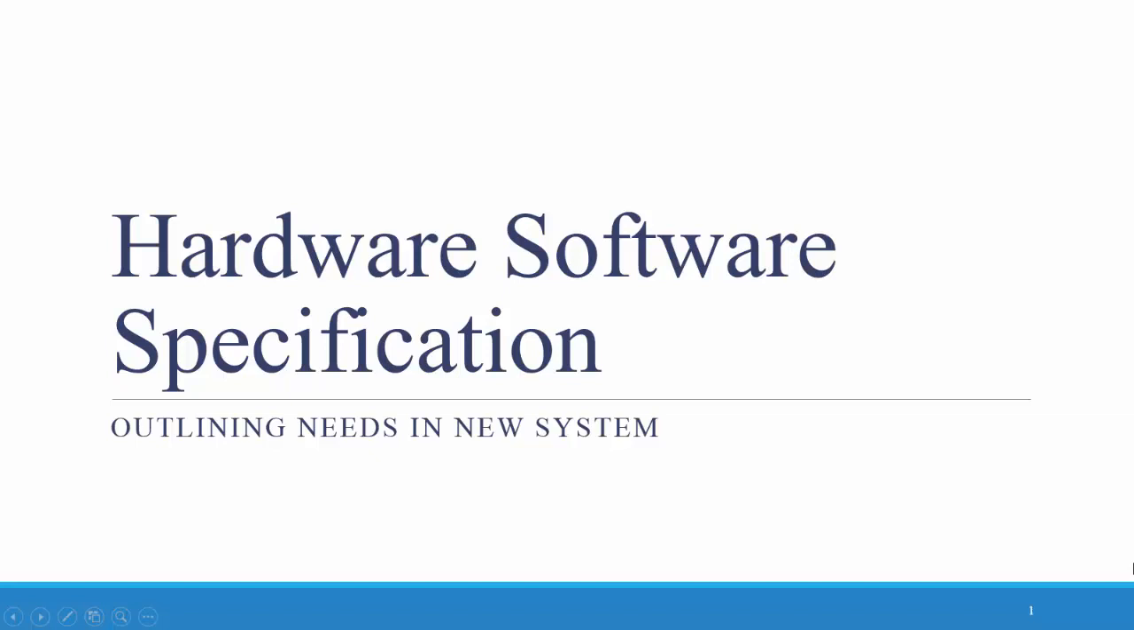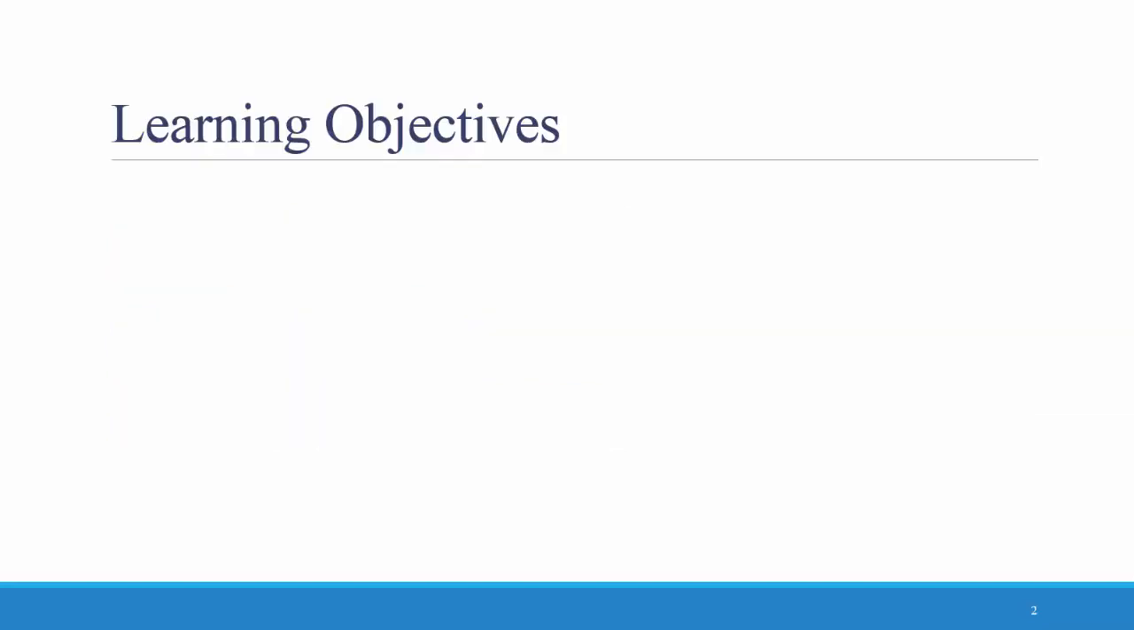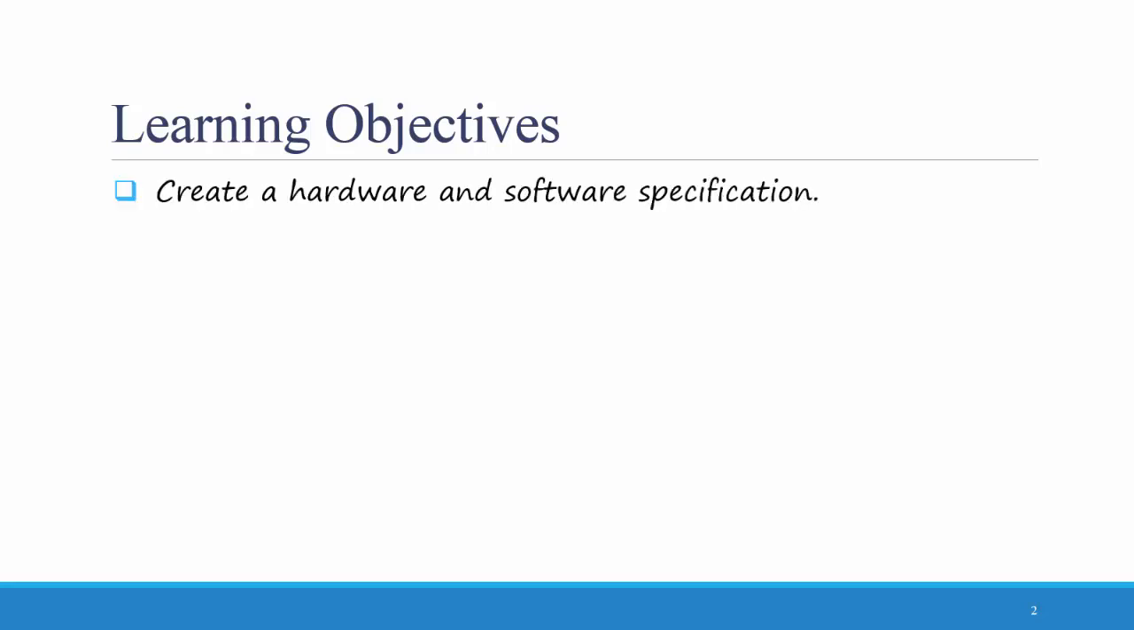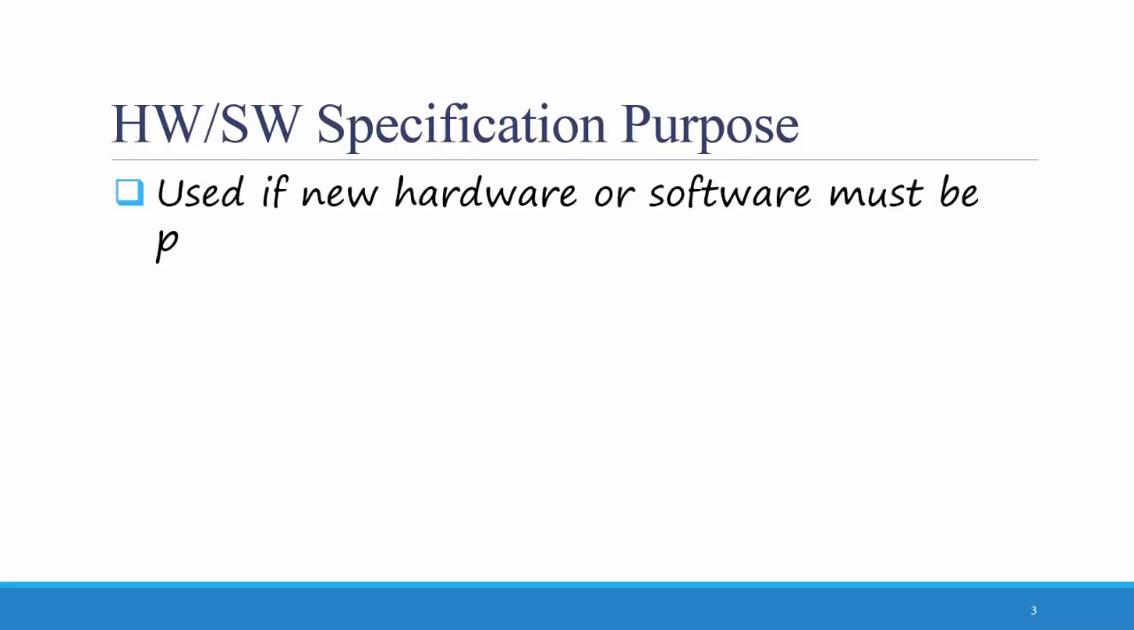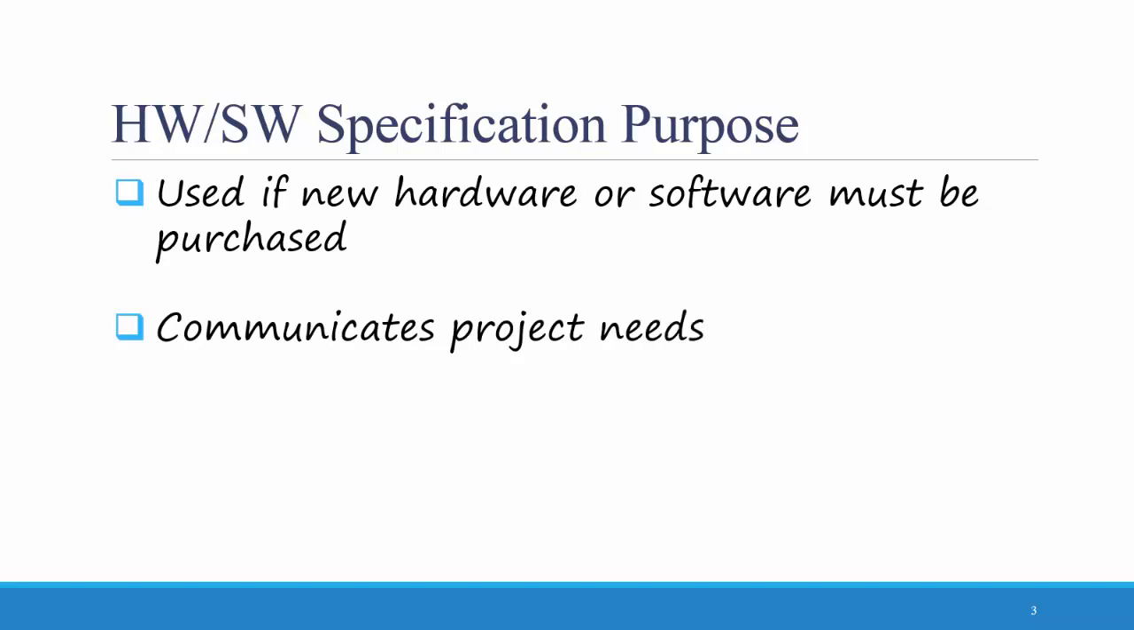Hello everyone. This quick video discusses the Hardware Software Specification document. The learning objective for this document is that students should be able to create a hardware and software specification. The Hardware Software Specification is used if new hardware or software must be purchased. It communicates the project needs in detail.